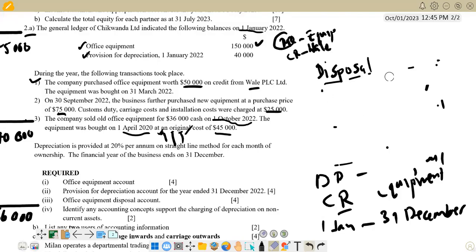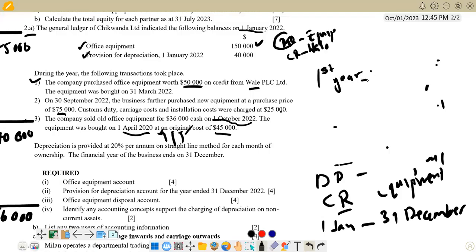We need to calculate the depreciation for the first year, second year, and third year so that we come up with the total depreciation that needs to be removed. Right, I think we can now calculate that one. We go now to the first year, during the first year.